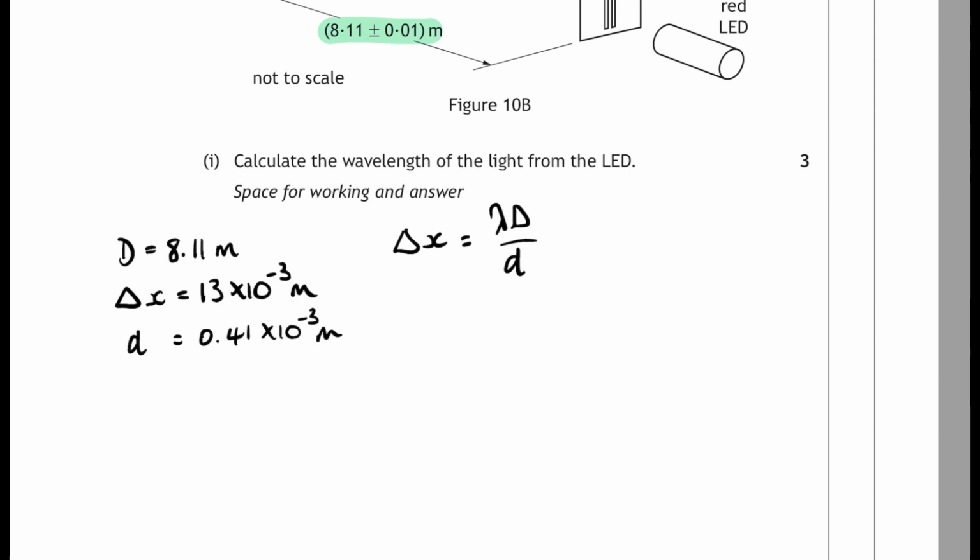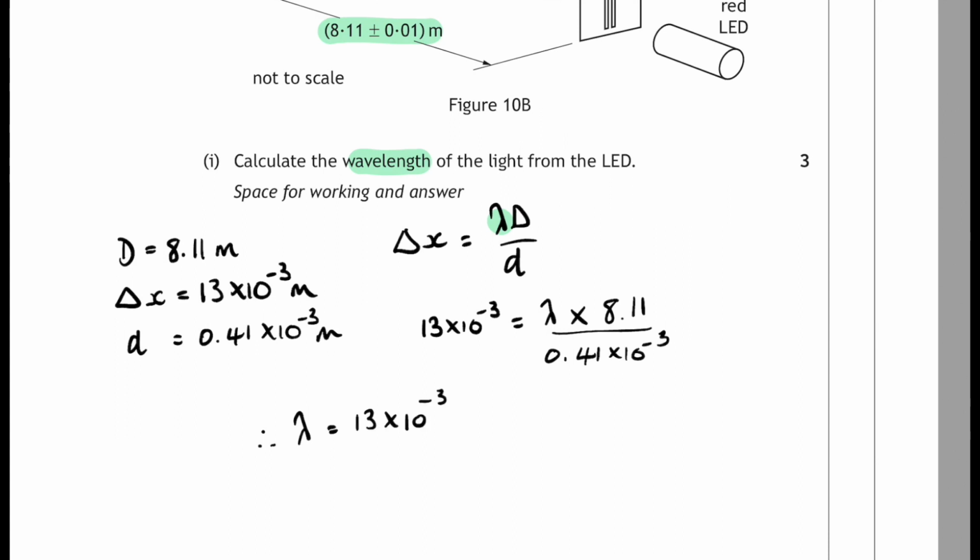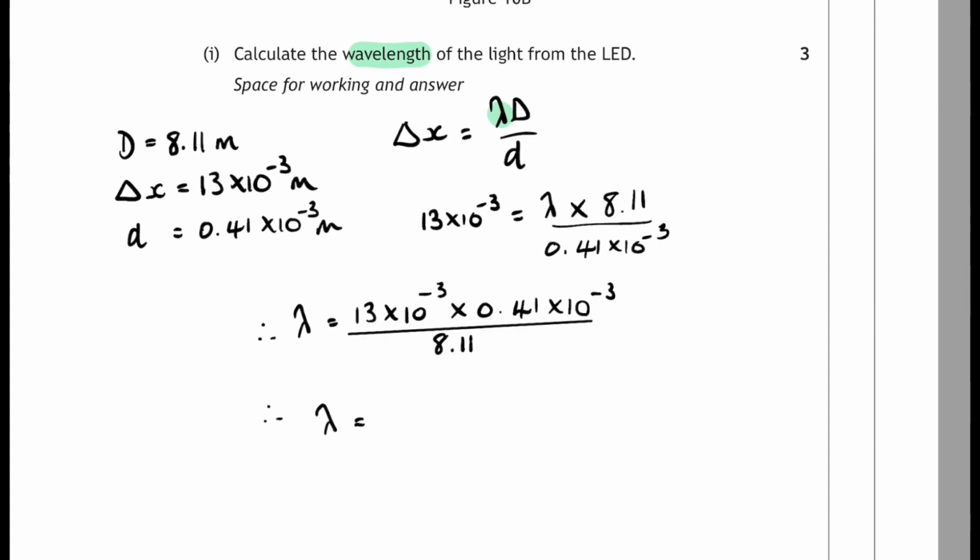Let's sub them in before we rearrange, because even though it's lambda that we're looking for, you'll get the second mark just by substituting the values in correctly. So delta x, 13 times 10 to the minus 3, equals lambda times 8.11 divided by 0.41 times 10 to the minus 3. Then if you rearrange that and do the calculation correctly on your calculator, you'll get an answer of 6.6 times 10 to the minus 7 metres.